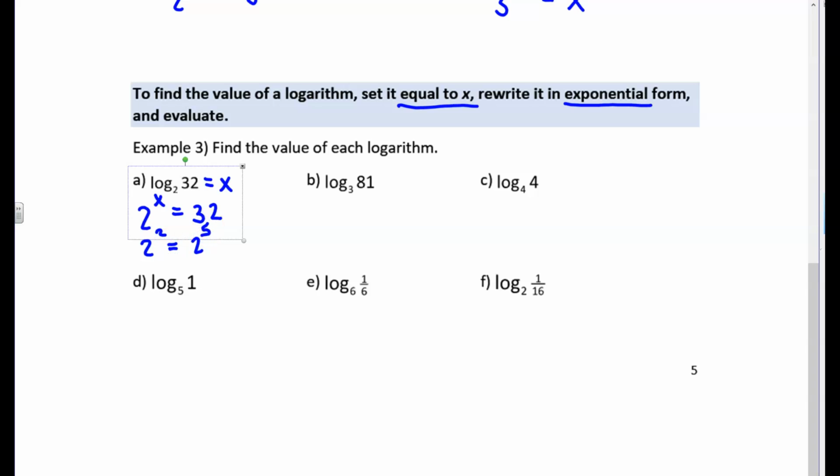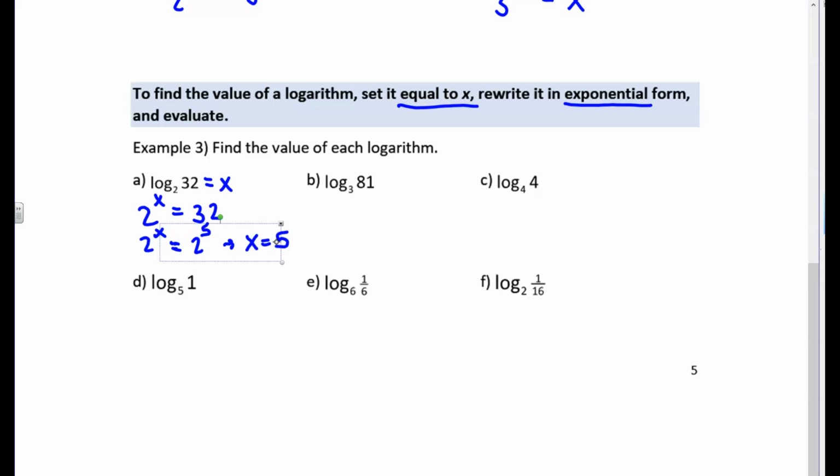I'm sorry, guys, I've already made a little mistake here. That should be, that's 2 to the x. So 2 to the x equals 2 to the 5th. Therefore, x must equal 5 for that to be true.